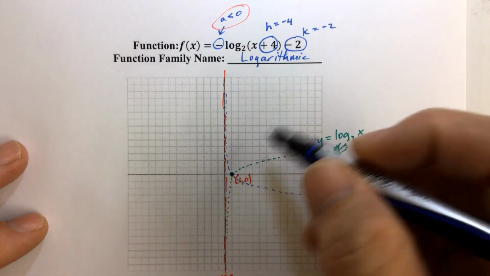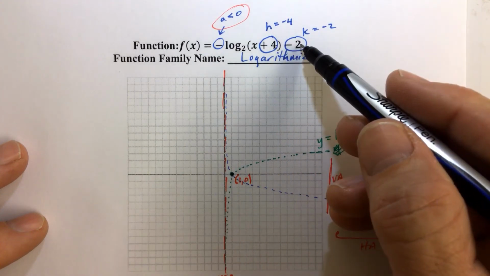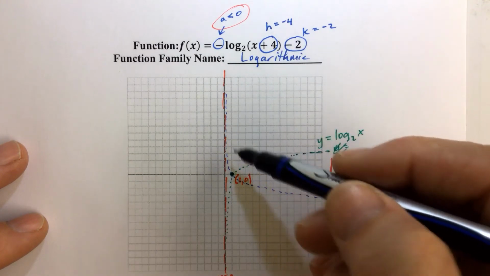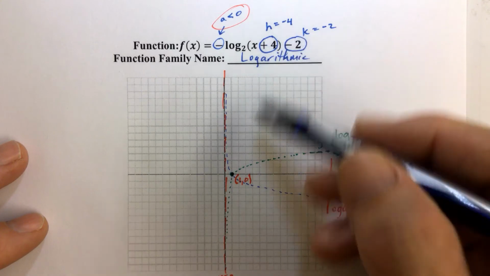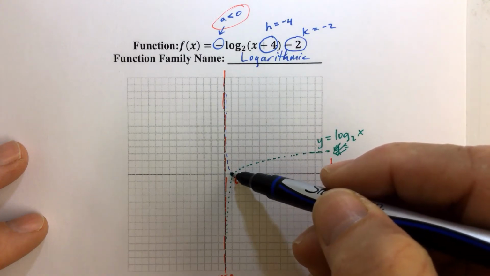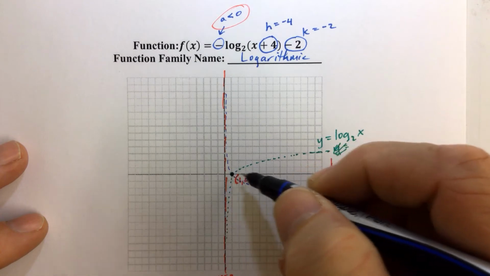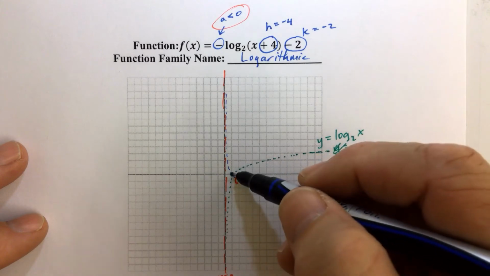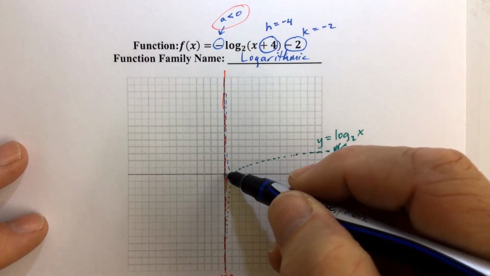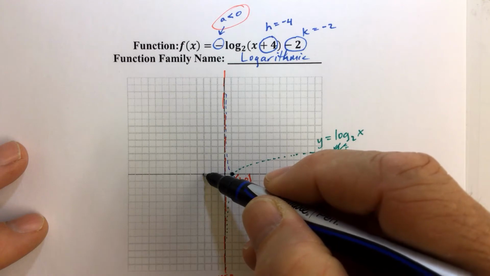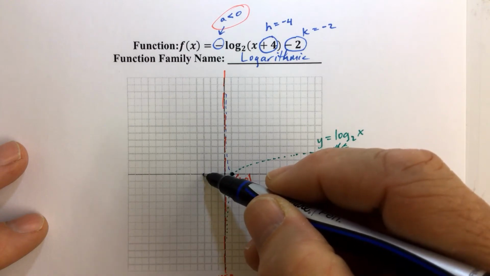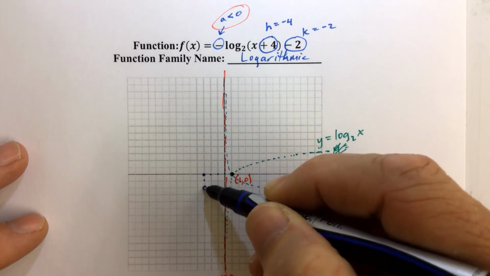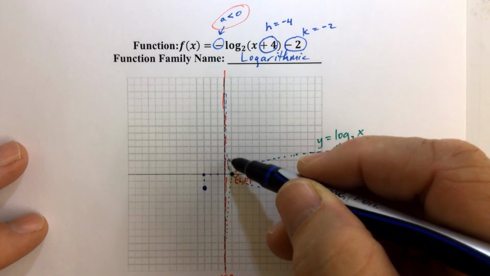Now, all we have to do is, again, our h and our k are going to tell us how far to move that key point and where to move the vertical asymptote. So the key point, because h is negative 4, is going to move to the left 4 units. So that key point right there, which is still at (1, 0), even though we reflected the graph about the x-axis, we're going to move it to the left 4 units. 1, 2, 3, 4. And then we're also going to move it down, because k is negative 2, down 2 units. 1, 2. So there's our new key point.